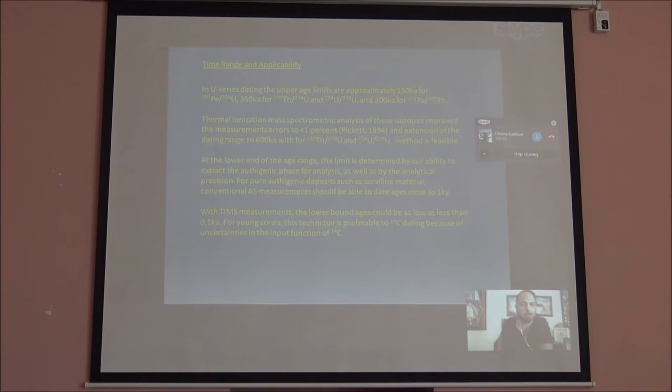At the lower end of the age range, the limit is determined by our ability to extract the authigenic phase of analysis, as well as by the analytical precision. For pure authigenic deposits, such as coralline material, conventional alpha spectrometric measurements should be able to take ages close to 1,000 years. With TIMS measurements, the lower bound ages could be as low as less than 100 years. For young corals, this technique is preferable to carbon-14 dating because of the uncertainties in the input function of carbon-14.